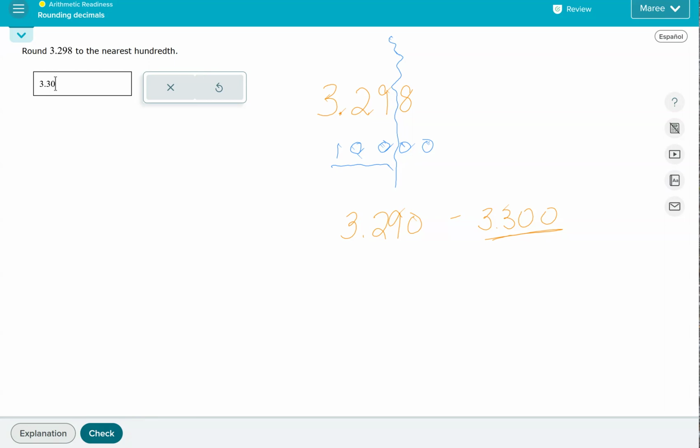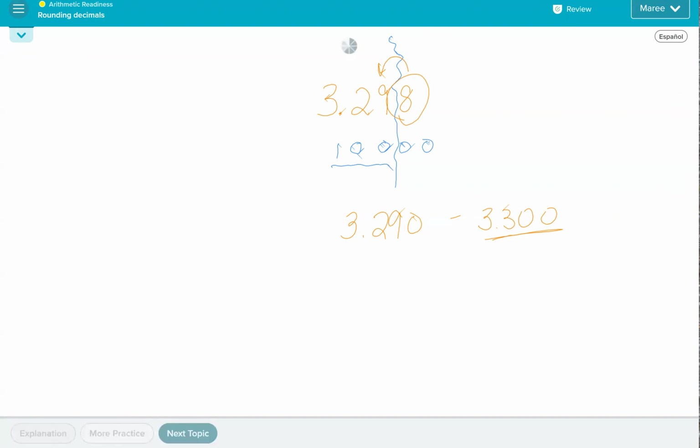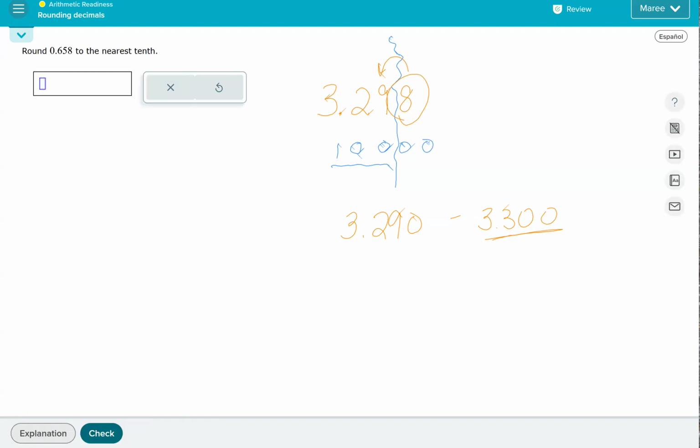The other thing, when you look at this 8 right here, if it's 5 or bigger, you're always going to add 1 to that number that is to the left of that line. Okay, so the line just kind of tells us what we are rounding to.